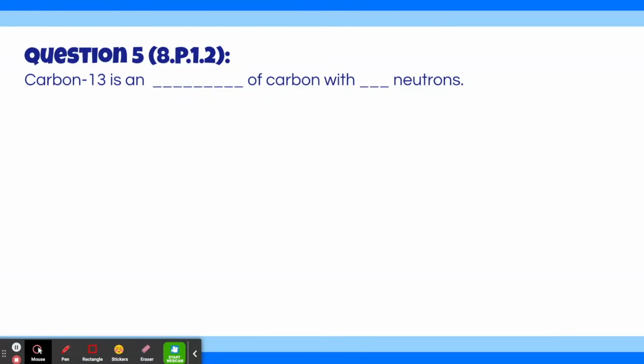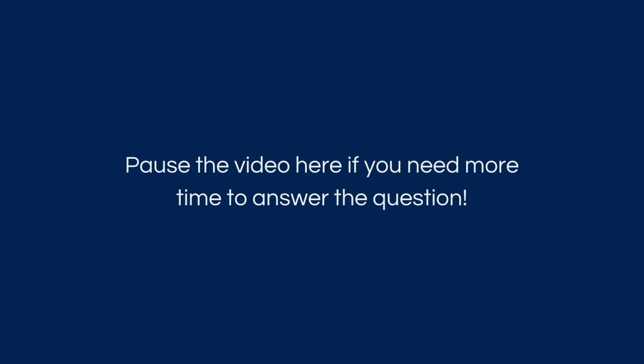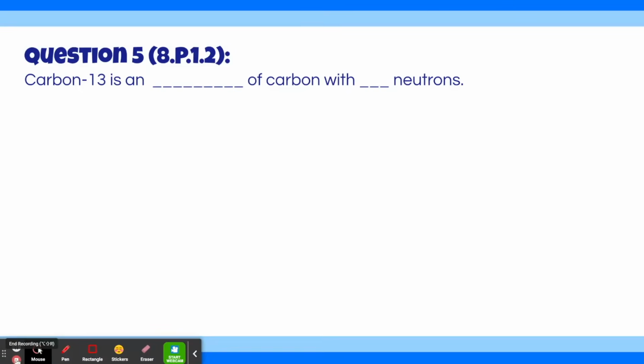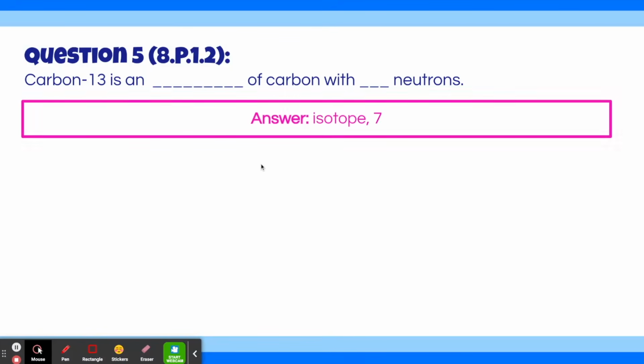Okay, moving on to question 5. Carbon 13 is a blank of carbon with blank neutrons. I'll give you a couple seconds before I show the answer. Okay, the answer to this question is isotope and 7. So carbon 13 is an isotope of carbon with 7 neutrons.